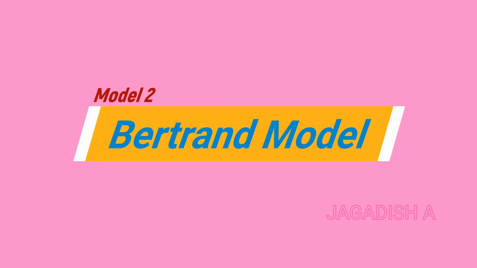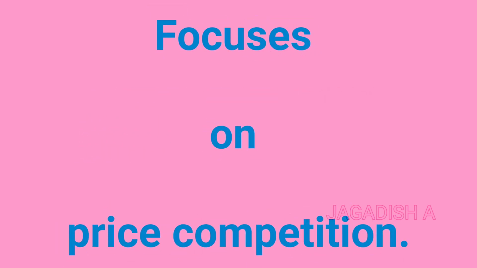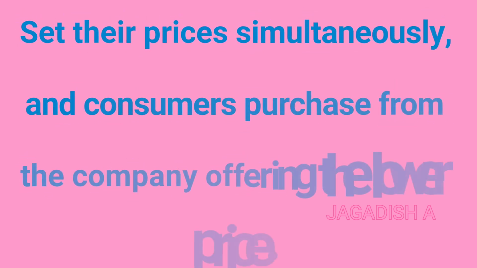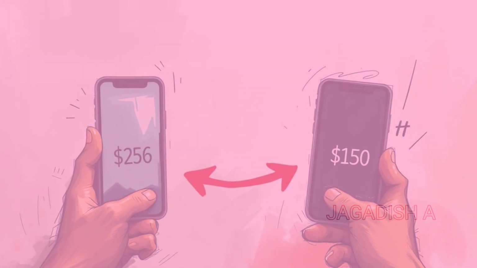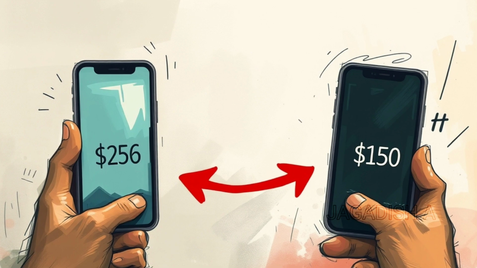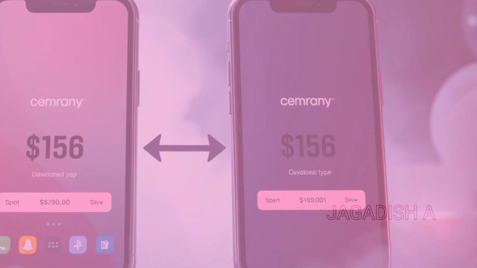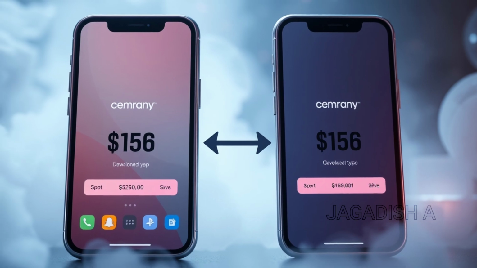2. Bertrand model. The Bertrand model focuses on price competition. Both companies set their prices simultaneously, and consumers purchase from the company offering the lower price. For example, two companies producing identical smartphones may engage in price competition. Consumers will always choose the cheaper option, pushing prices lower and closer to the marginal cost of production.